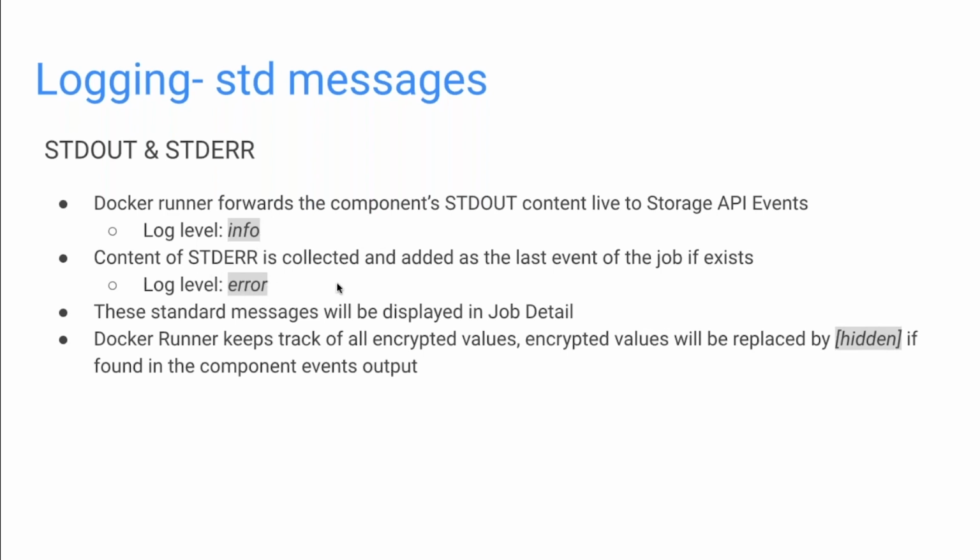These standard messages will be displayed in the job detail. Another good thing is that the Docker runner always keeps track of all the encrypted values. Encrypted values will always remain hidden if you find them in the component events output.